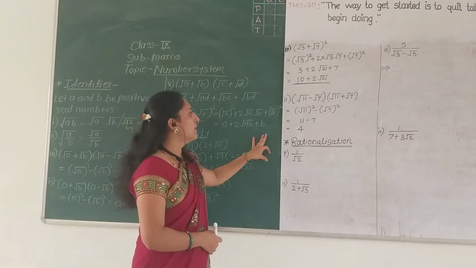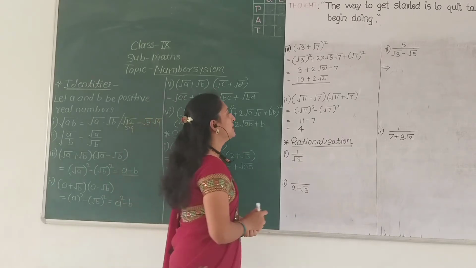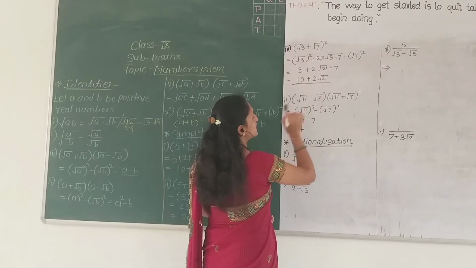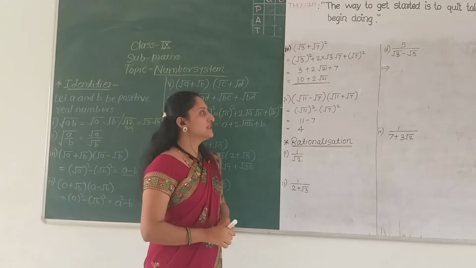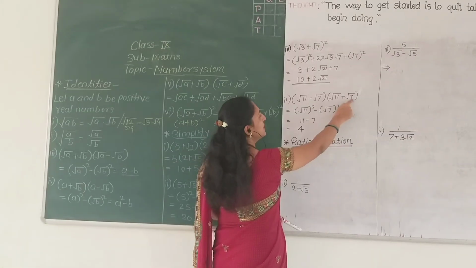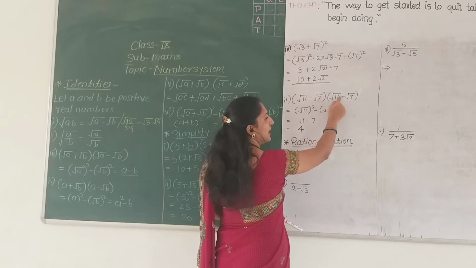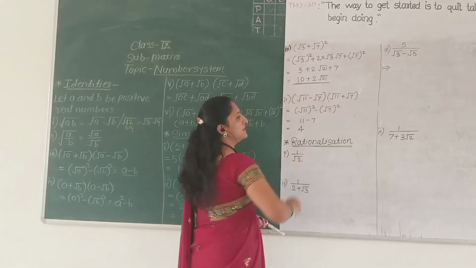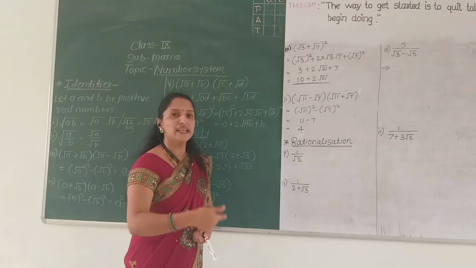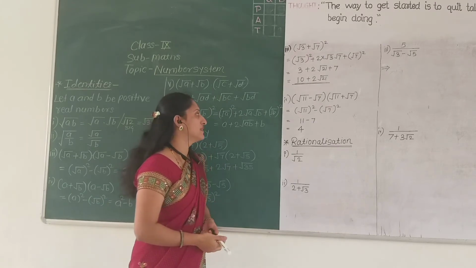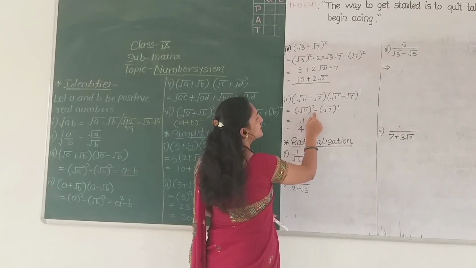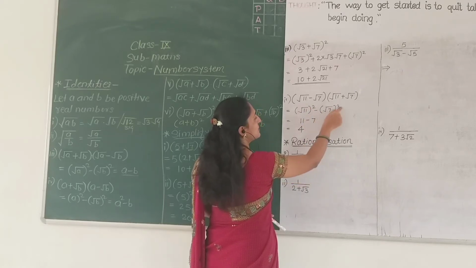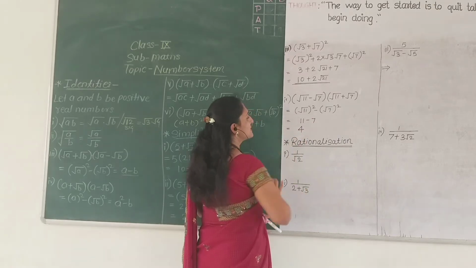Now the last example of simplification is, look here, (root 11 minus root 7) in the second bracket (root 11 plus root 7). So it is again in the form of (a plus b) into (a minus b), which is an expansion of a square minus b square. So a square, that means root 11 square, minus b square, root 7 square. Root 11 square is 11, root 7 square is 7, and 11 minus 7 is 4.